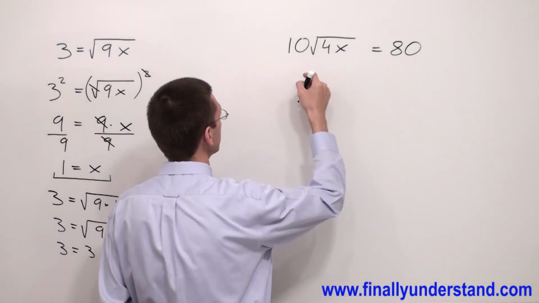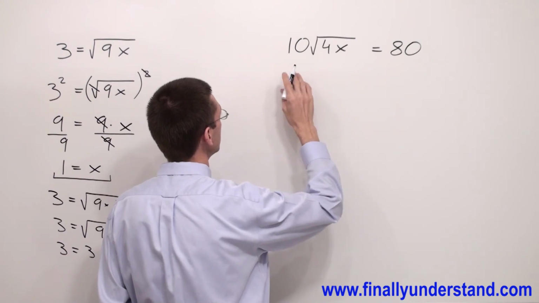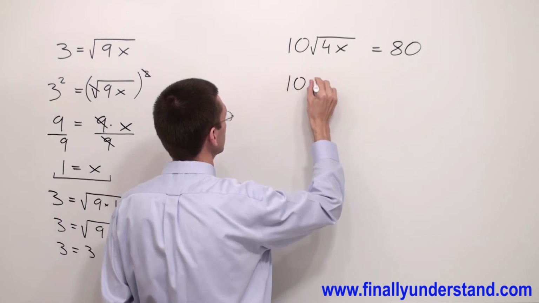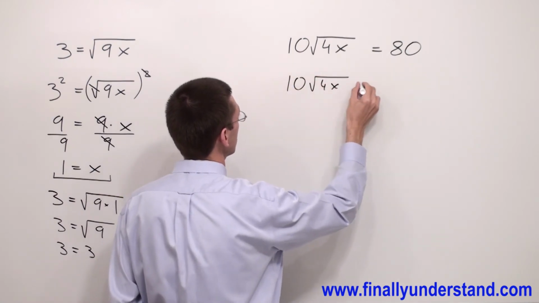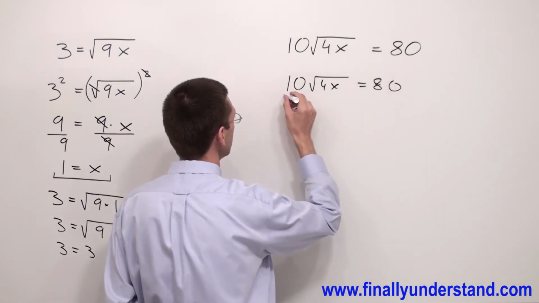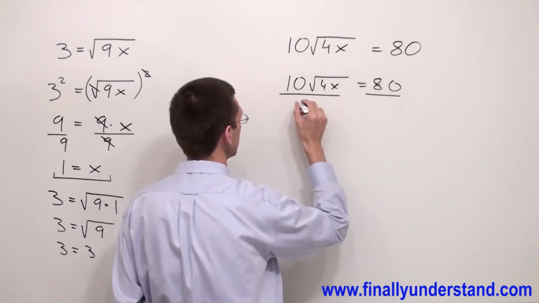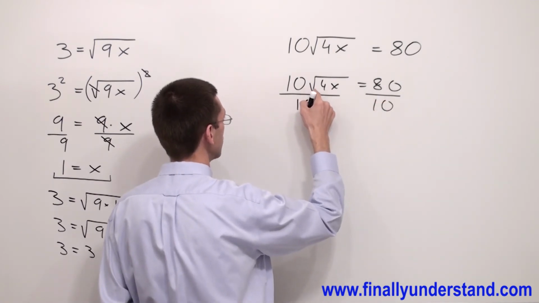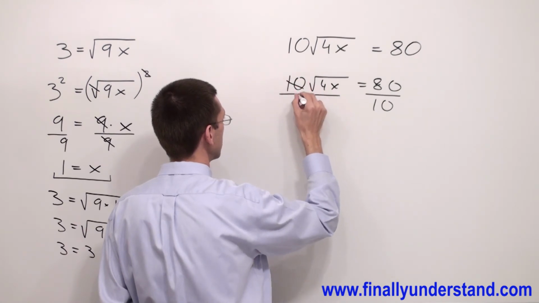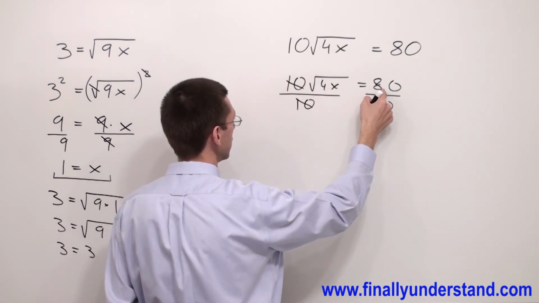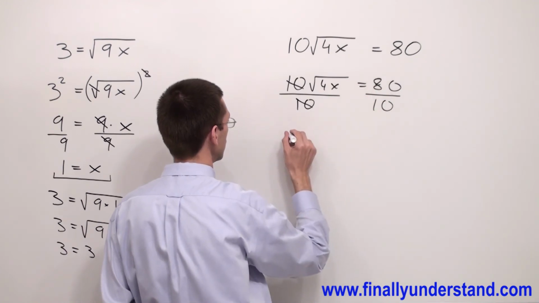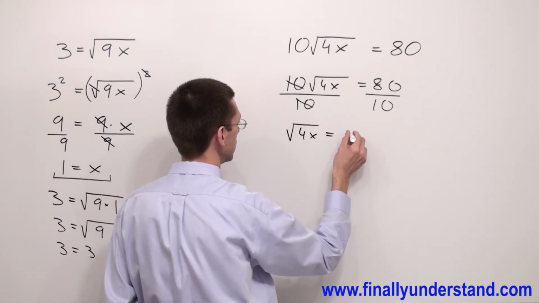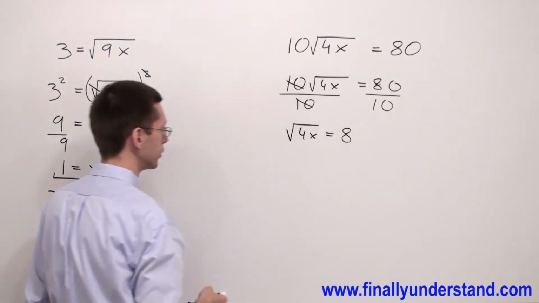Let's take a look at the second example. Anytime I have a problem like this, I always try to reduce the numbers to the lowest possible. So what I would do, I would divide both sides of the equation by 10. I'm going to eliminate the integer from my radical sign, and I'm going to reduce my 80, and I'm going to have the equation square root of 4x equals 8. This is one of the many ways to solve this problem.